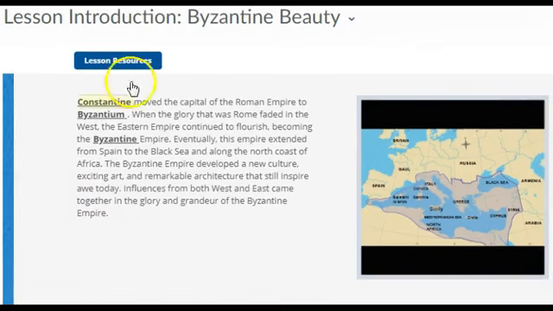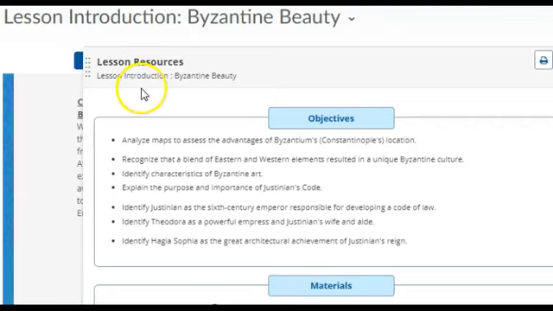And this is where we will find our lesson resources. Let's start by taking a look at our objectives for this lesson. We want to analyze maps to assess the advantages of Byzantine's location, that would be Constantinople. Recognize that a blend of Eastern and Western elements resulted in a unique Byzantine culture. We want to identify the characteristics of Byzantine art. Explain the purpose and importance of Justinian's code.